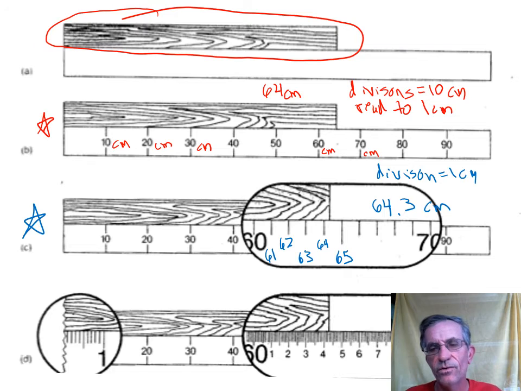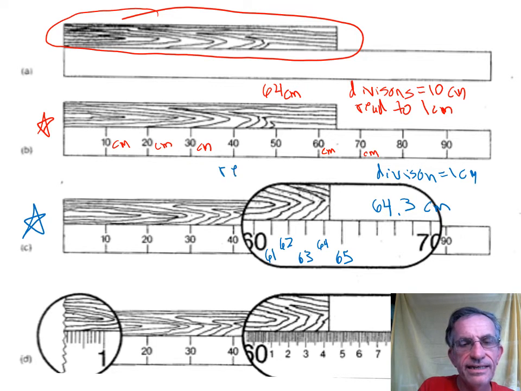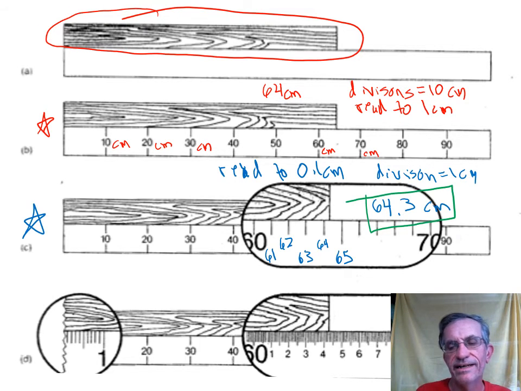So the divisions were every 1. Let me write it right here. So I would read one more digit over, read to the 0.1. And in this case, my answer would be 64.3.